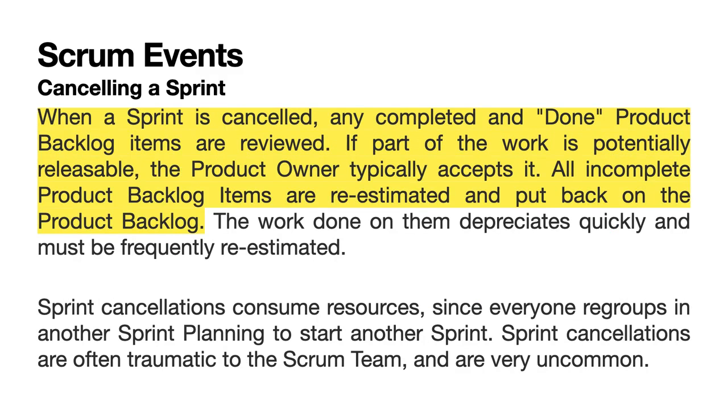When a sprint is cancelled, any completed and done product backlog items are reviewed. If part of the work is potentially releasable, the product owner typically accepts it. All incomplete product backlog items are re-estimated and put back on the product backlog. The work done on them depreciates quickly and must be frequently re-estimated. Sprint cancellations consume resources, since everyone regroups in another sprint planning to start another sprint. Sprint cancellations are often traumatic to the Scrum team, and are very uncommon.